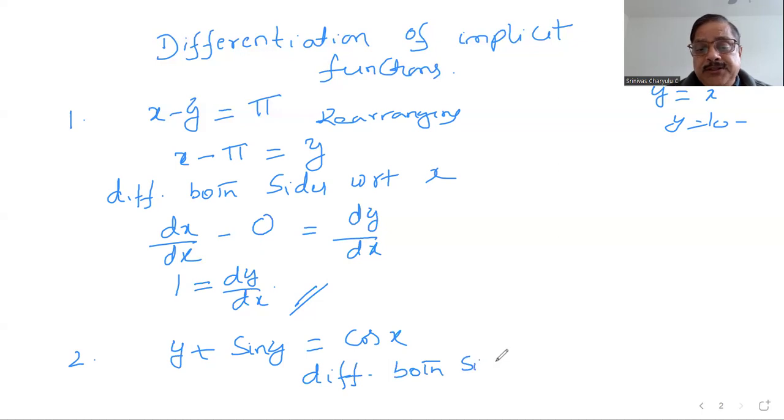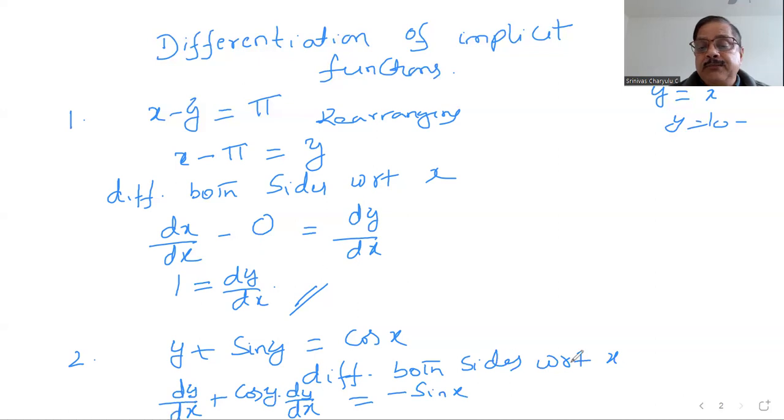Differentiate both sides with respect to x. y differentiation, dy by dx. sin y differentiation, you know it, cos y. Again, function of a function for y, dy by dx. cos y dy by dx is equal to differentiation of cos x. It is minus sin x. So differentiating both sides with respect to x, y differentiation dy by dx, sin y differentiation cos y, y differentiation again dy by dx, cos x differentiation minus sin x.